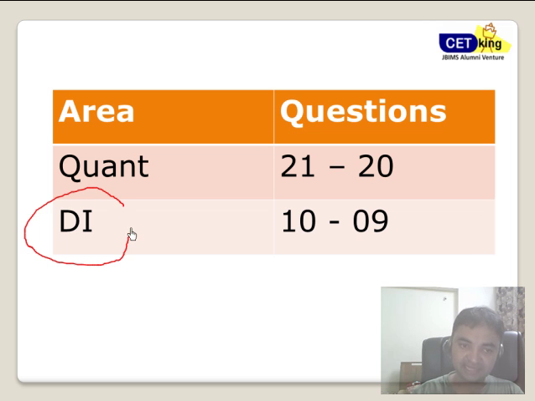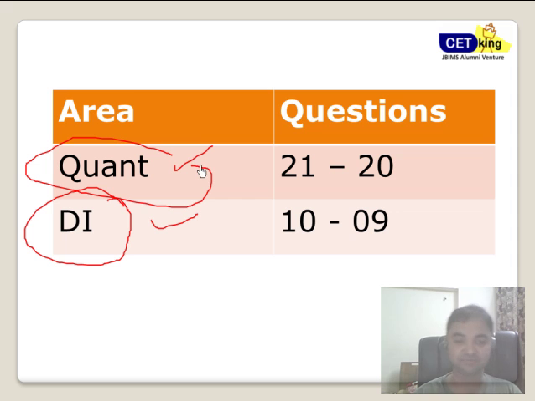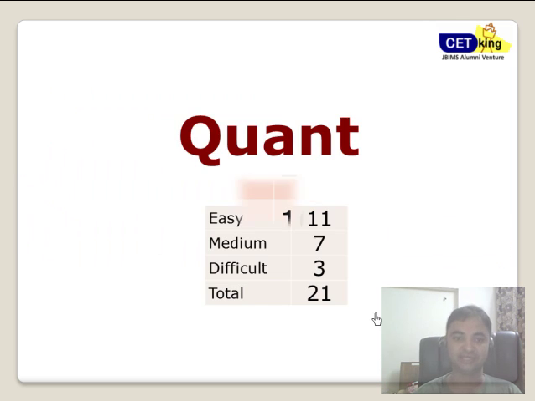On the other hand, DI is the most ignored area, which normally people ignore. Look at the time you've spent on quant and the time you've spent on DI. Obviously, quant time will be 10 times more than the time spent on DI. But importance-wise, DI is 1/3 of the paper, which we normally ignore. So I want you to work on that area as well. Anyway, we'll talk about DI afterward. Let's talk about the quant section first.